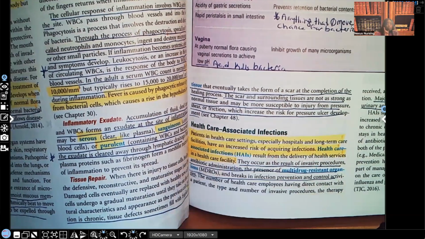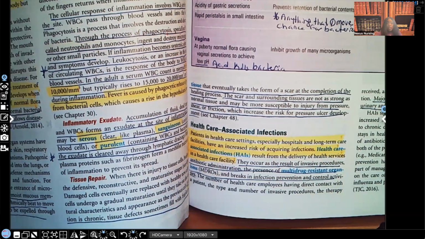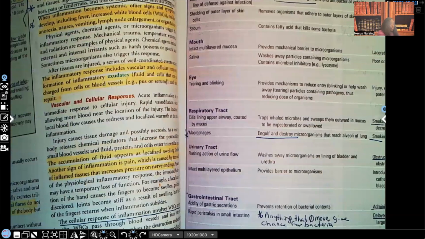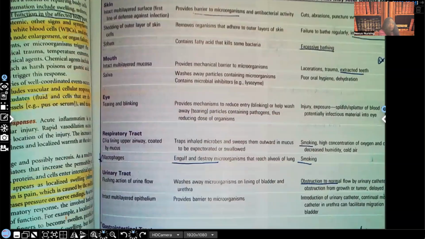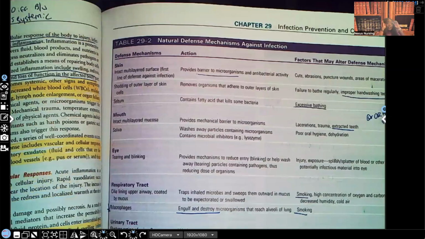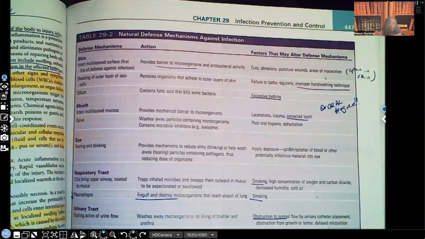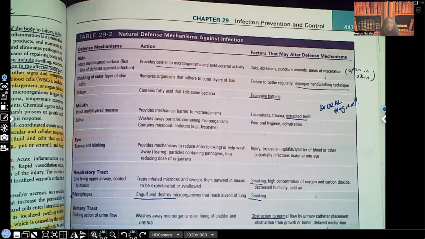Now, part 3, we're going to talk about healthcare associated infections, but I want to go over one more thing. I want to go over this table with you. Take a look. Some very important things on this table that I want you guys to know. Now, this table is going over natural defense mechanisms against infection. I'm not going to go over all of them, okay? You guys can pause to read on your own. Make sure you know all of them. I don't write your exams, but I will go over the most important ones you need to know.